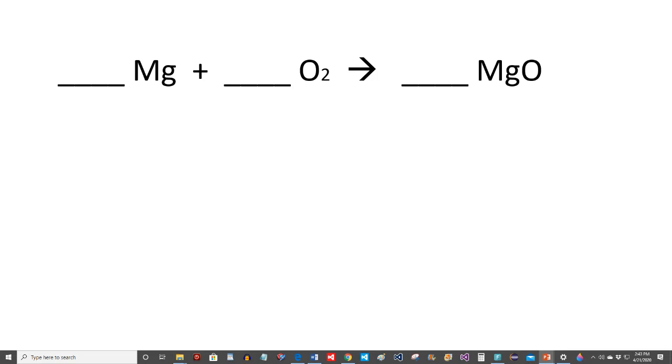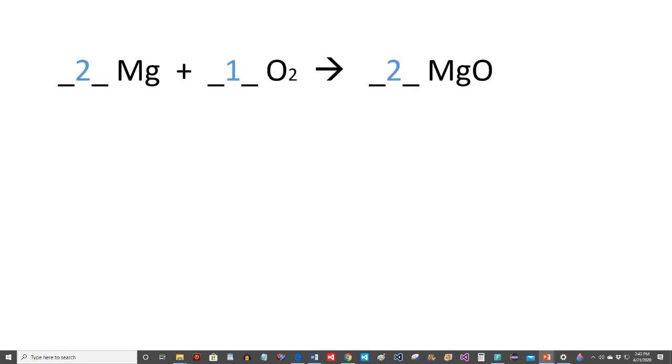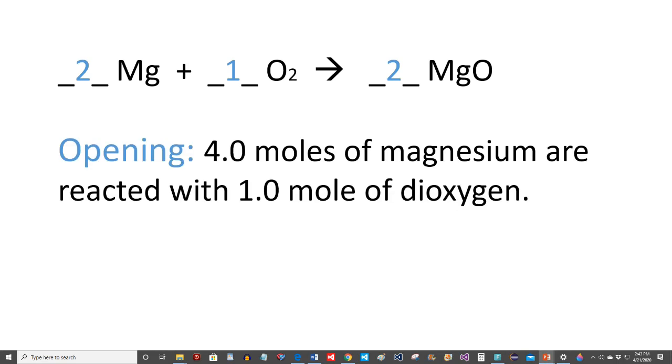We've done that many times. That was our lesson in the past, so I'm going to assume by now you know how to do it. And I'm not going to show you how to do it. I'm just going to tell you that the molar ratio is 2 to 1 to 2. Okay? So there's our molar ratio. Now let's look at the question one more time. It says 4 moles of magnesium are reacted with 1 mole of dioxygen. So 4 moles is twice. So maybe we're going to take everything and multiply it by 2.